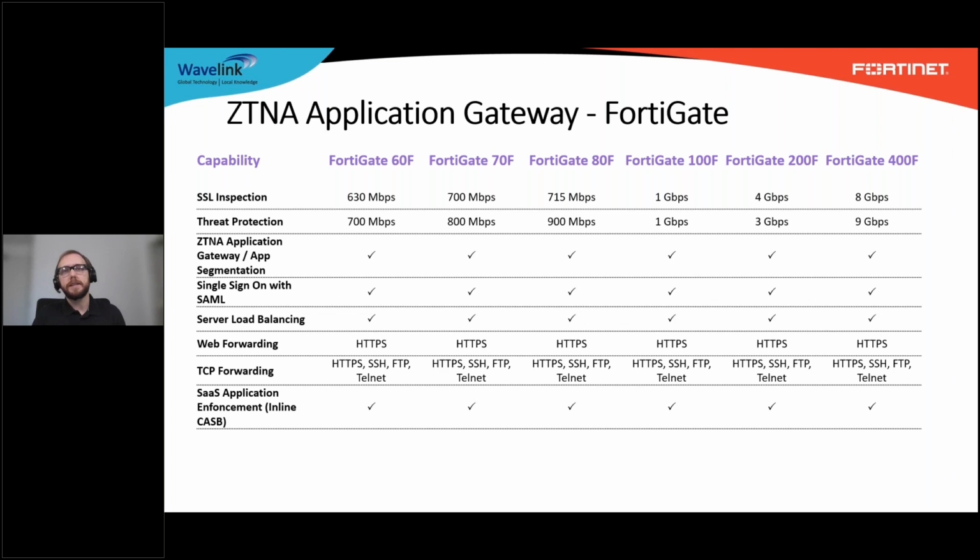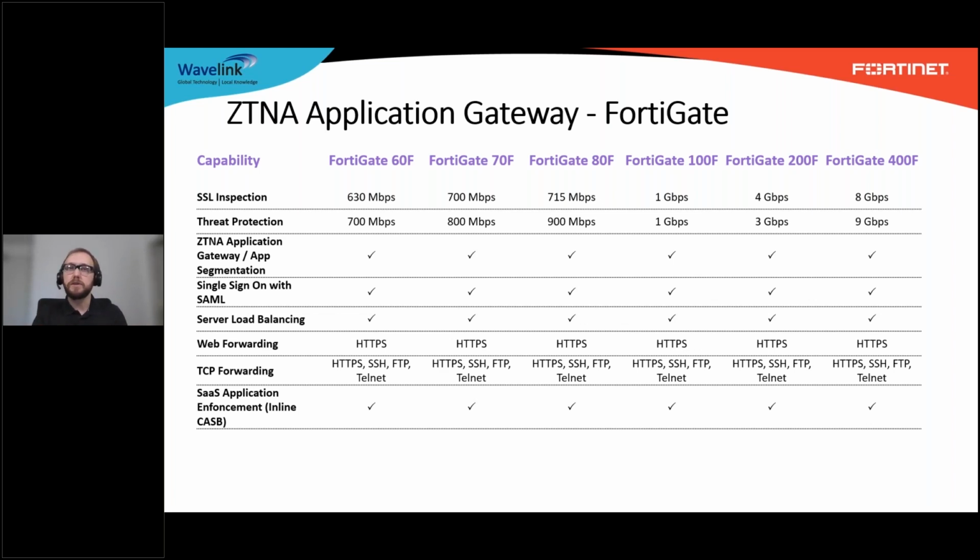The only difference is the capacity and the throughput that each model can handle. Now, generally, when you scope a FortiGate for ZTNA, you want to make sure that you pay attention to the SSL inspection and the threat protection throughput numbers. And then, of course, if you're deploying a physical FortiGate, you also want to make sure that you're looking at the physical interfaces on the hardware device to make sure that it can actually fit into the customer's requirements from a networking standpoint.